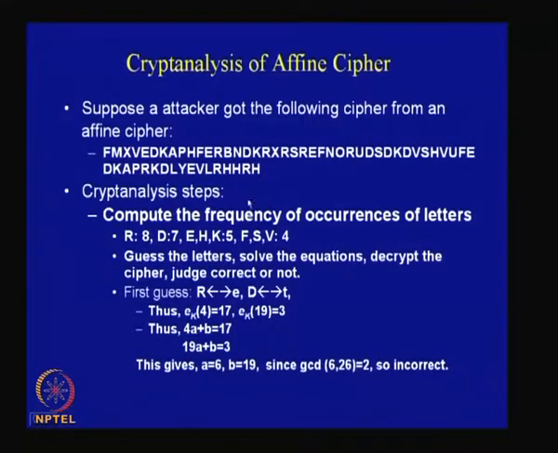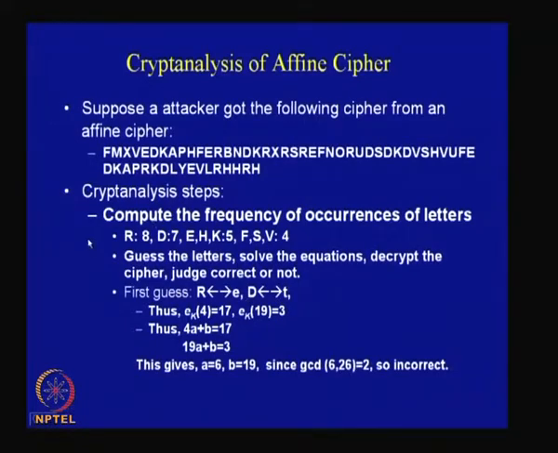First of all, we find the frequency of occurrences of the letters. Suppose we find that R has an occurrence of 8, D has 7, E, H and K have 5, and F, S and V have 4. First, we will guess the letters and solve the equations, then decrypt the cipher and judge whether it makes a meaningful sentence or not.